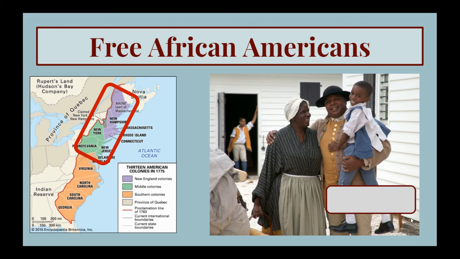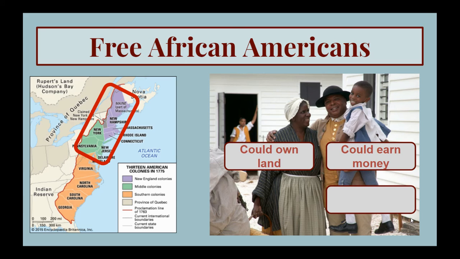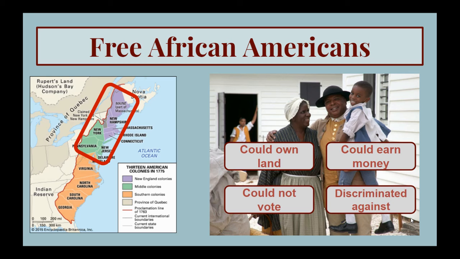Our next group is free African Americans. Free African Americans are mostly in the Mid-Atlantic and New England regions. They could own their own land and they could earn money. So that's very different from enslaved Africans who were not allowed to own land and could not earn money. Free African Americans could do those things, but they also could not vote and they were discriminated against. So these are things that are similar to the way that enslaved Africans would have been treated. They were not allowed to vote, and discriminated is kind of like a fancy vocab word for not treated well, not respected. Even though they were free and they weren't considered property of a plantation owner, they still were not treated equally.